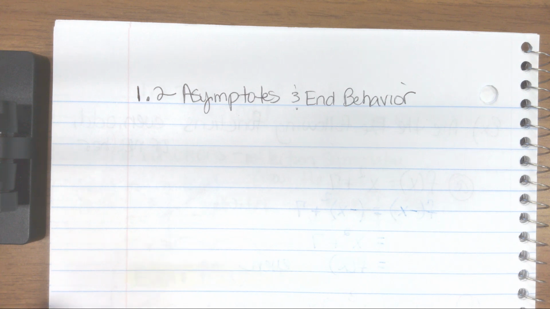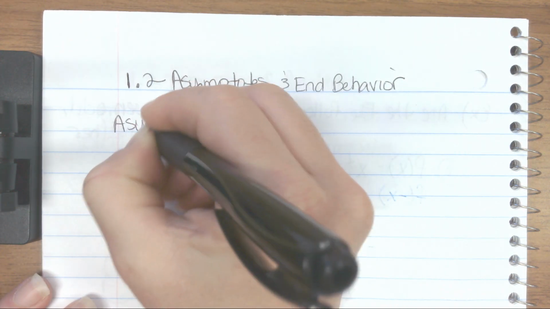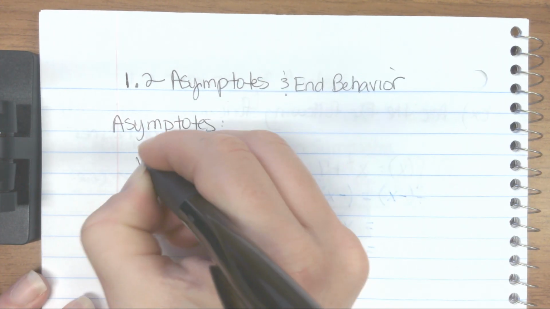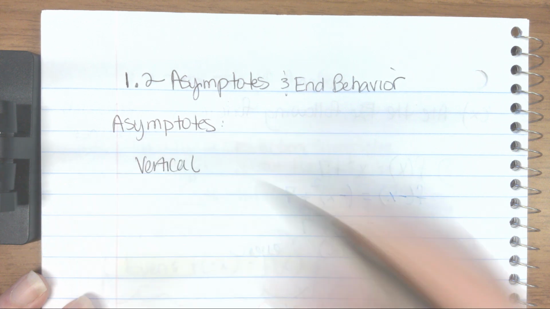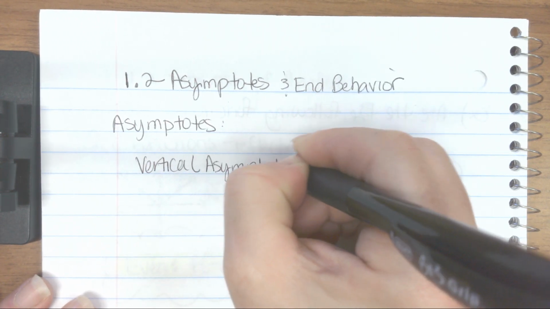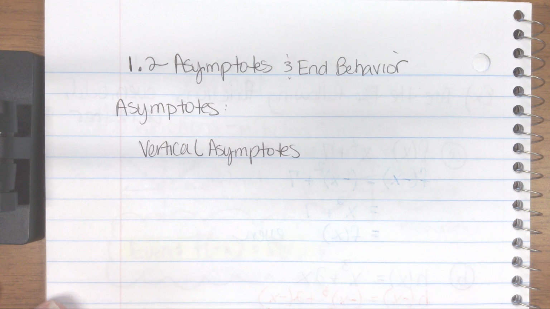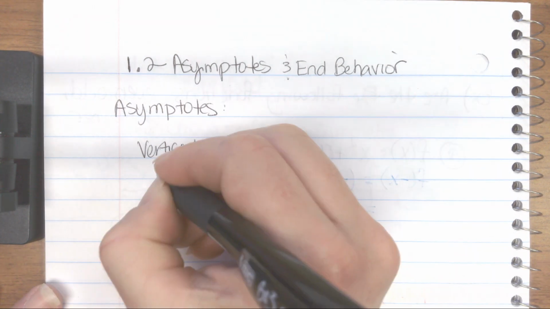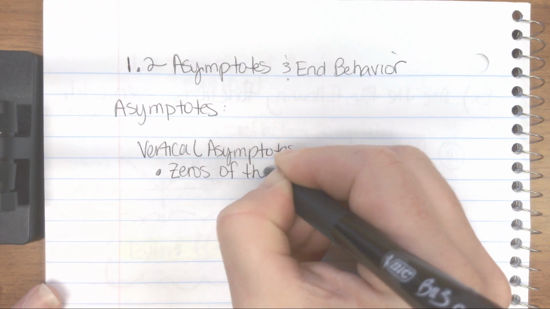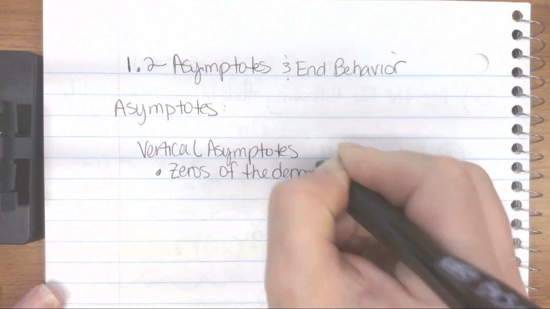All right, so there's two types of asymptotes. We have vertical, and in our notes, what I would like you to write about vertical asymptotes is the way that you find them is they are zeros of the denominator. Zeros of the denominator.